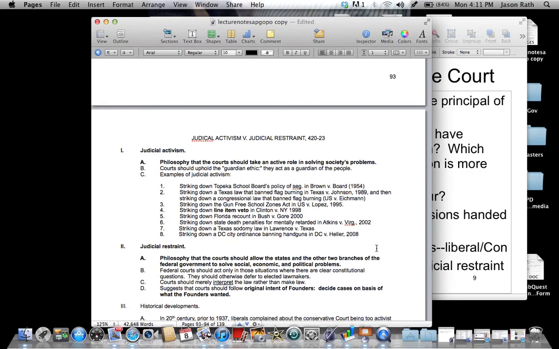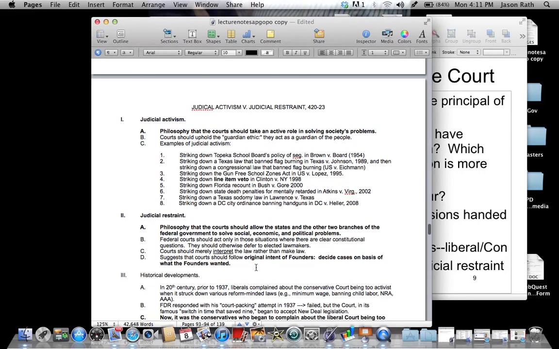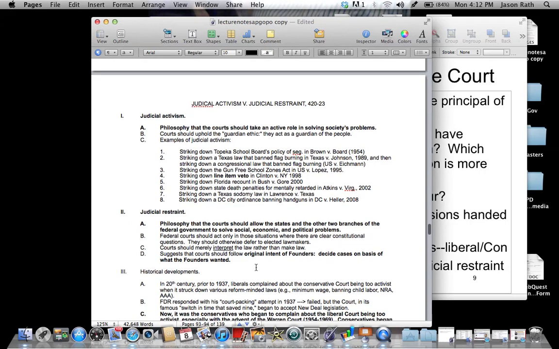Judicial activism versus judicial restraint. These are examples. Here's a definition. Judicial activism is the philosophy that courts should take an active role in solving society's problems. So that's judicial activism, just the court being active. Here are examples of the court being active. Judicial restraint is the philosophy that the court should allow the states and the other 2 branches of the federal government to solve social, economic, and political problems. Federal courts should act only in situations where there are clear constitutional questions. The court should merely interpret the law rather than make the law. So those are 2 differences.